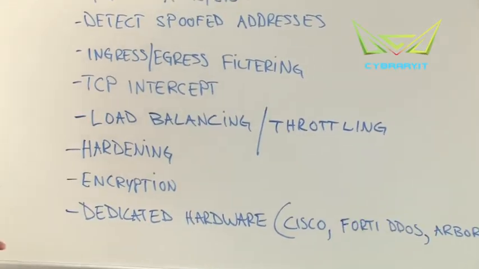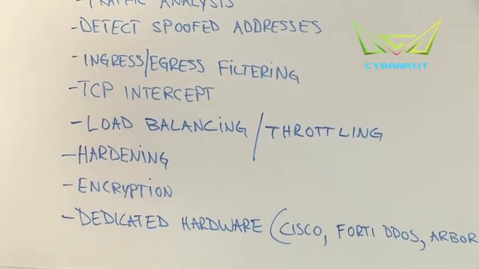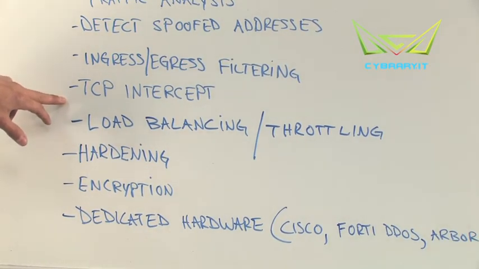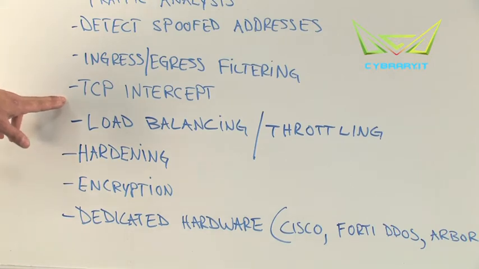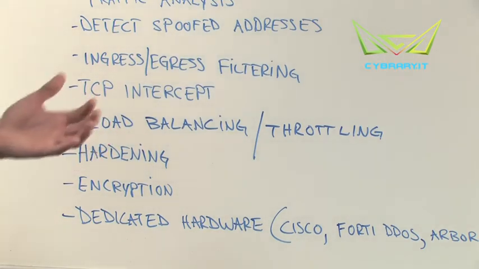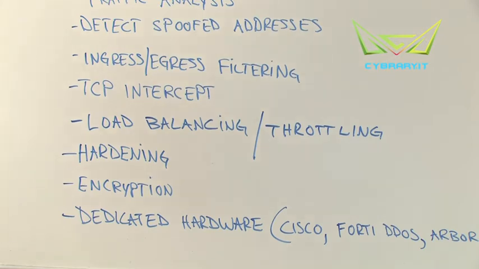The most common way, in my opinion, is simply really good inbound and outbound filtering, or ingress and egress filtering. Ingress meaning inbound, egress meaning outbound. You could use technologies like TCP intercept, which is a commonly implemented technology. You could use load balancers or some sort of throttling technique to limit how many requests could come in at a particular time. It's kind of like what we call queuing or quality of service. You could harden the systems, which is reducing your surface area of attack, so that if there's no surface area of attack or a very limited one, well, then you won't get infected with a zombie.